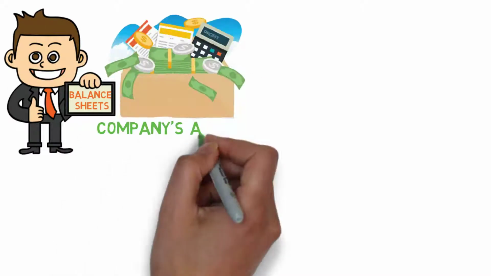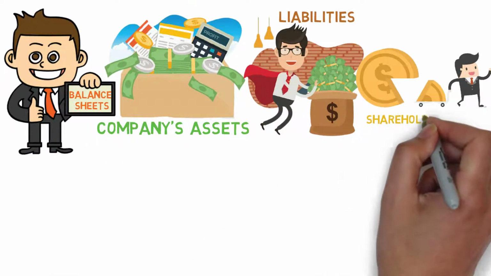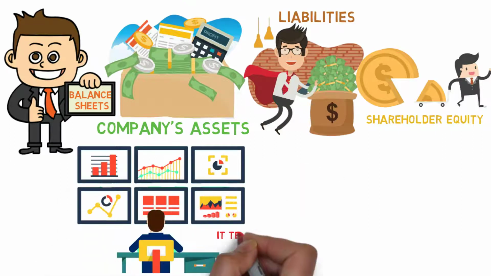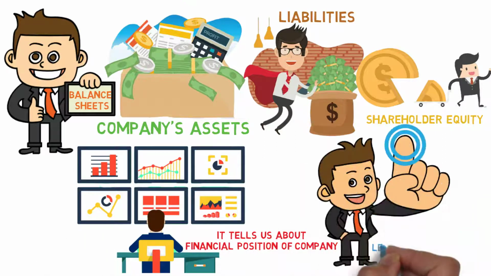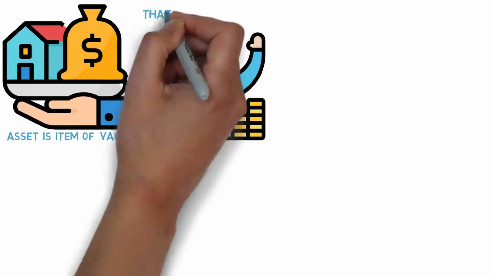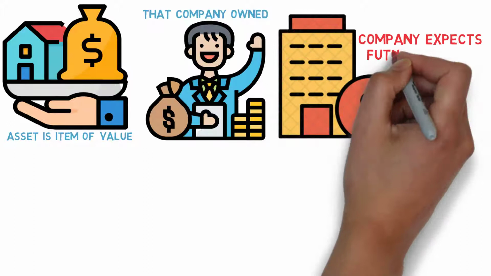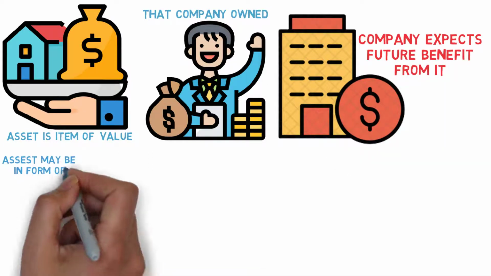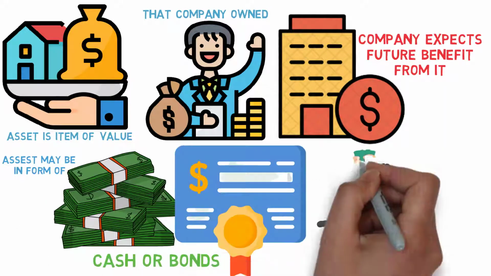Second terminology is the balance sheet, which shows the company's assets, liabilities and shareholders' equity. It tells us about the financial position of the company. Let's discuss its parts. Asset is an item of value that the company owns, and the company expects future benefit from it. Asset may be in the form of cash or bonds, loans, and advances.